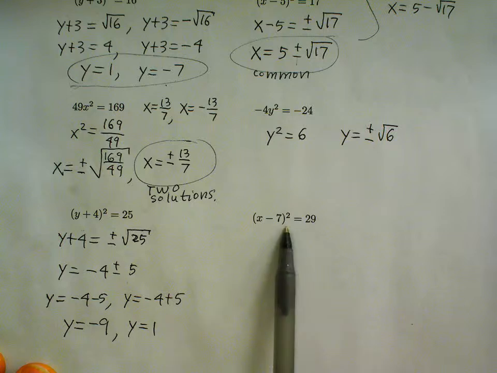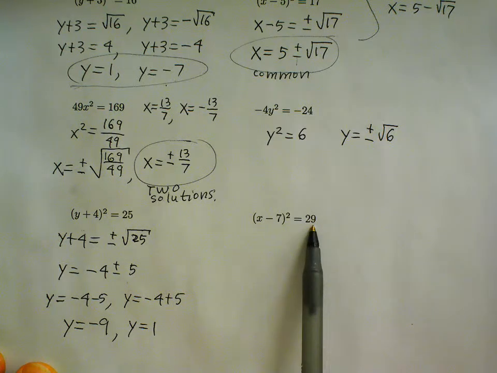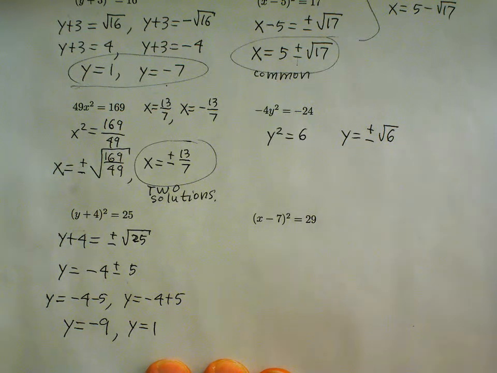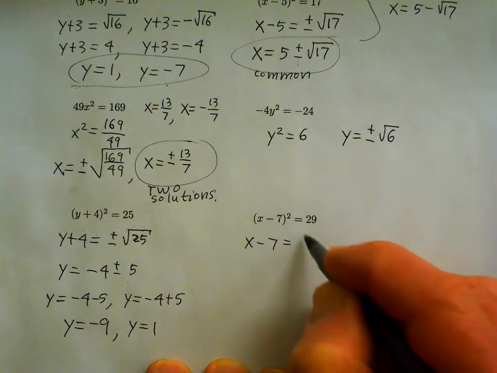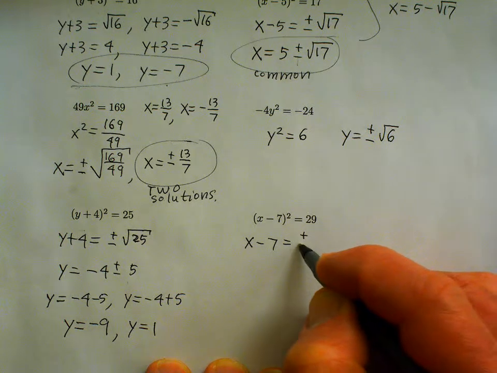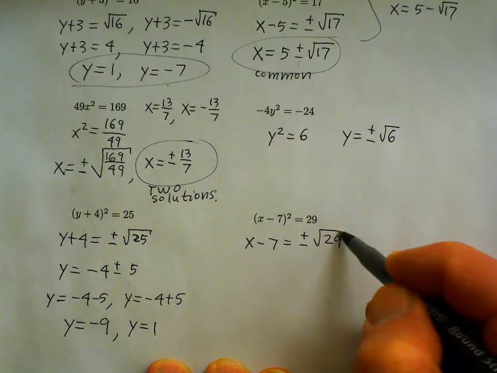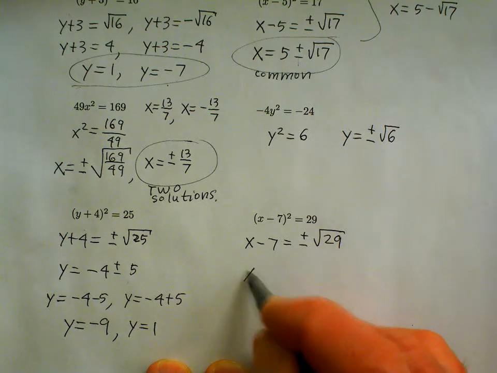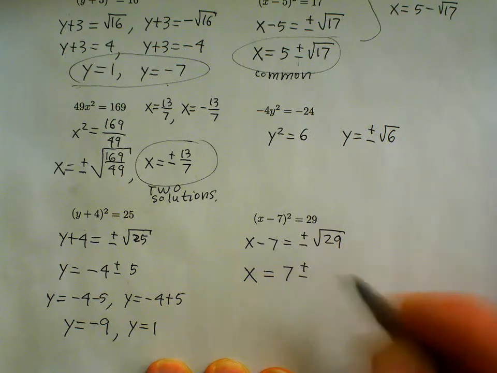All right, the next one. X minus 7 quantity squared equals 29. So apply the square root property. And we get x minus 7 equals positive and negative square root of 29. The square root of 29 cannot be simplified any further, so add 7 to both sides, we get x equals 7 plus and minus the square root of 29.